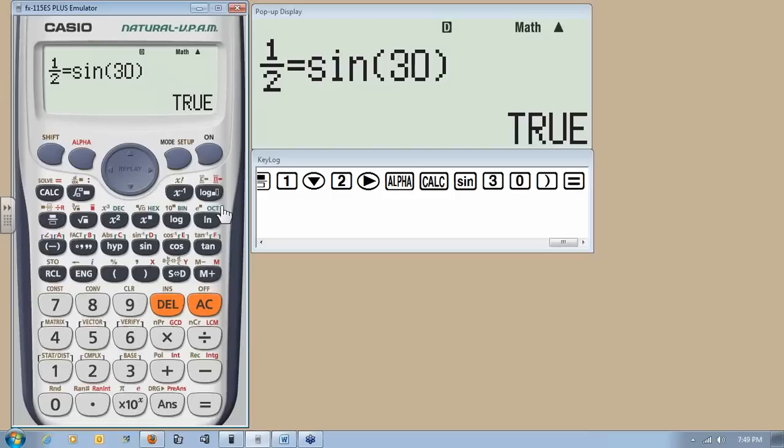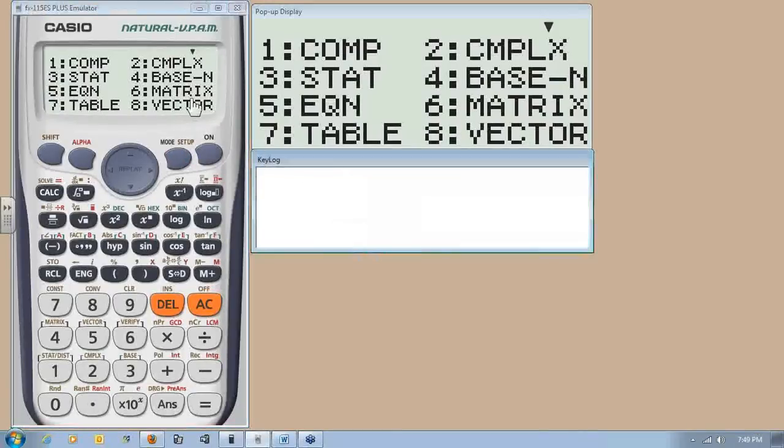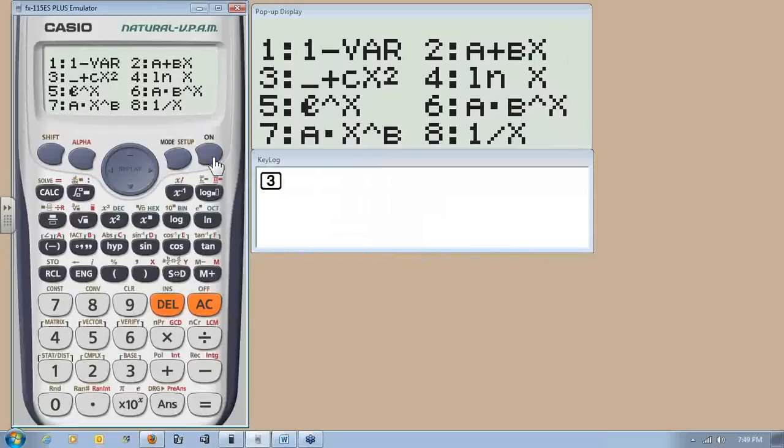So let's go into one of my favorite subjects, which is some statistics. This calculator does statistics in a very interesting way, but it's a very powerful way. So what I'm doing now is pressing mode. I want to go into statistics, which is option number 3. So I'm going to go into my statistics mode. Now I've got a choice here. I can do one variable statistics. That's what I'm going to do first.